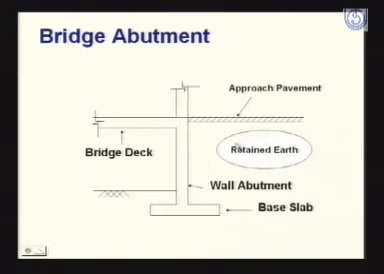Earth is retained on this side. This is the approach pavement, meaning the road is coming from this side, and the bridge starts from this. This is the retaining wall, this is the base slab, and this is the bridge deck. So this wall acts as a retaining wall, and this falls in the second category of retaining walls, which we call walls that form part of other structures.